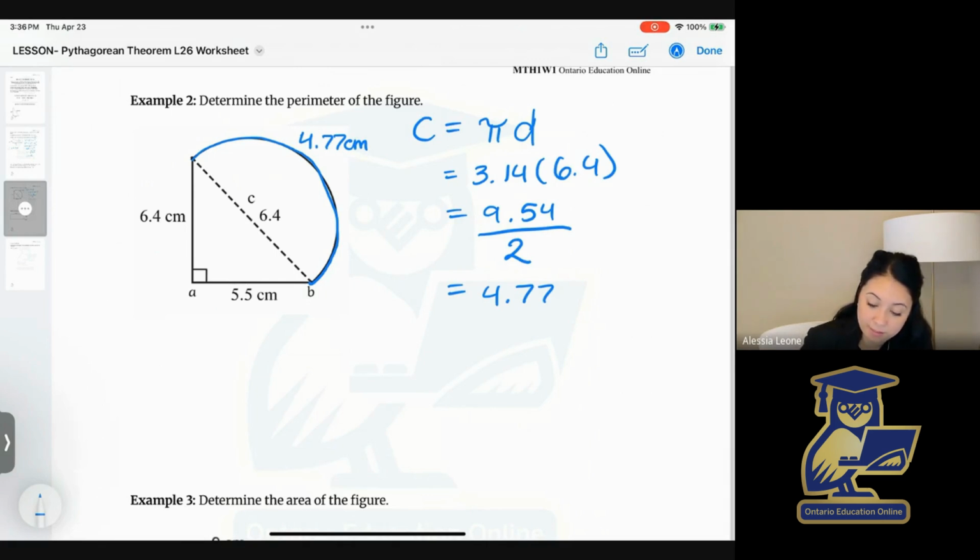Now we need to find these edges. We already have those measurements. 6.4 and 5.5, they're given to us. To find the perimeter of this whole figure, we simply need to add them all together. So we're going to take the half semicircle perimeter, 4.77, perimeter is 4.77 plus 6.4 plus 5.5. Add those all together.